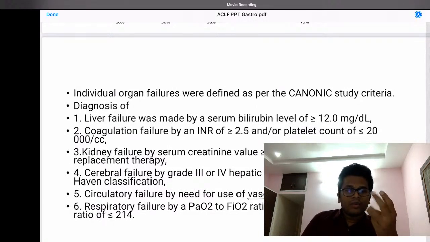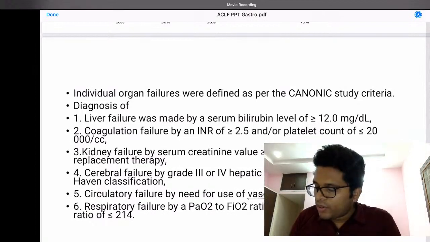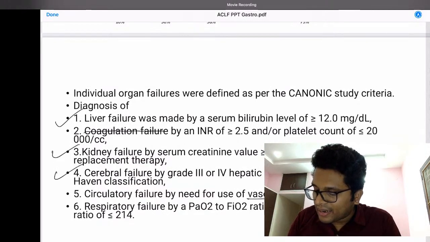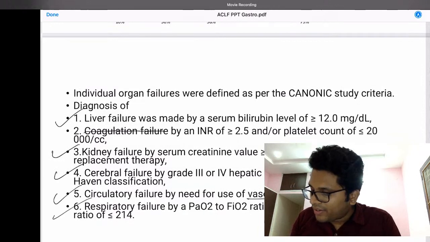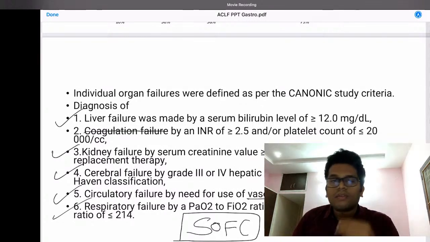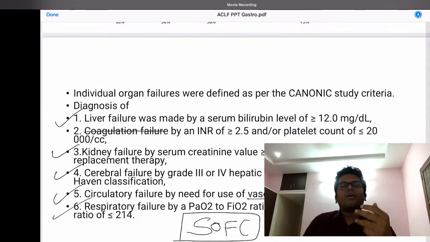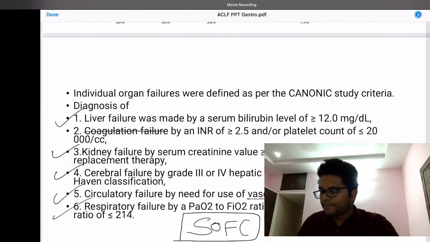However, with respect to organ failures, coagulation failure was removed, and rest of them, according to SOFC criteria, can be used. So, SOFC, that is simple organ failure count. The counts can also be used as a significant prognostic marker in ACLF patients.